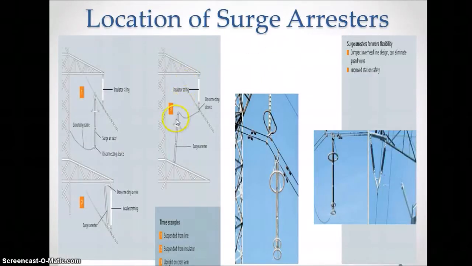So here the surge arresters, I can locate the surge arrester like this: this is the transmission line, this is the insulator, and this is the surge arrester. It can be suspended from the conductor like this, or from the insulator like this, or along with the insulator like this, or it can be placed upright from the cross arm like this. So this is the circuit diagram, and you can see all this in the practical case.